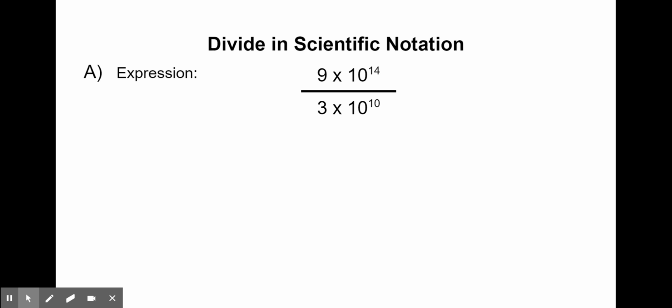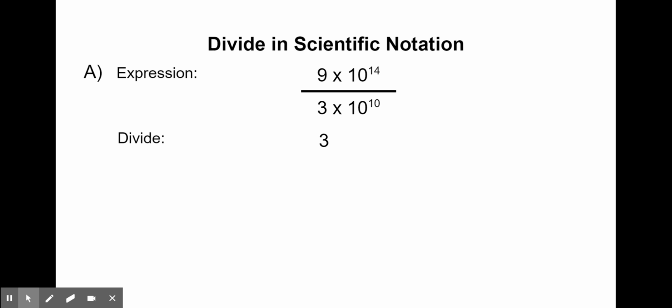So let's divide these two numbers in scientific notation. To do this, we're going to break it into a couple steps. It's like dividing like terms because we're looking for the same base. If we start with everything before the multiplication sign, the 9 and the 3 in this case, let's just divide them like normal. 9 divided by 3, that would give us 3.